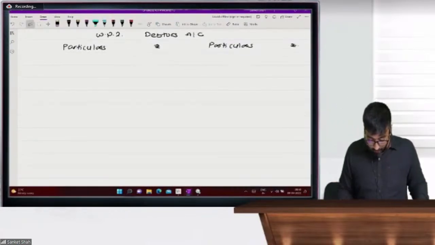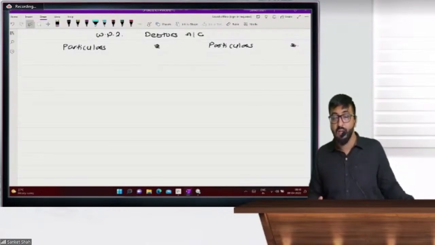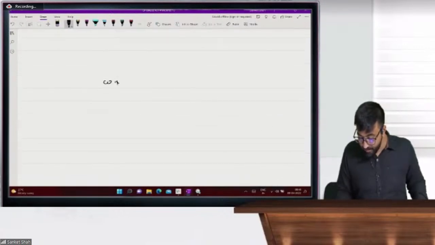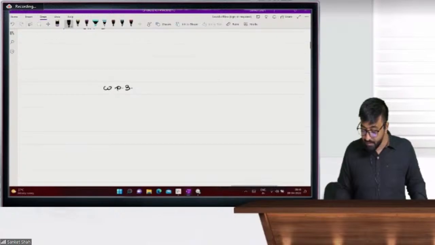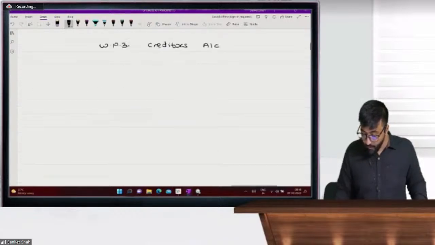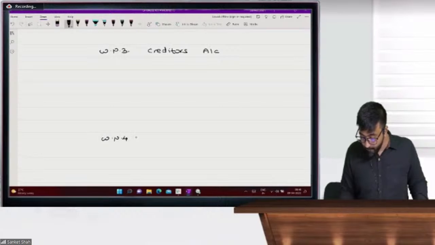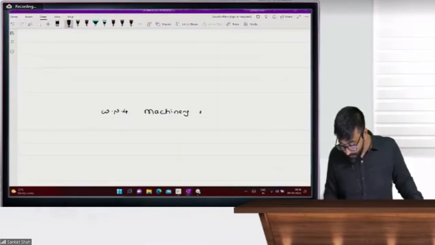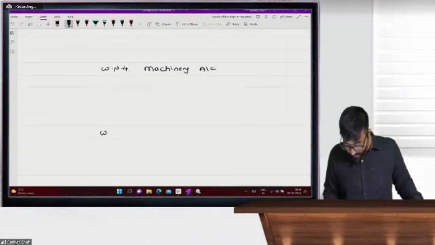Working note 2. Beta, Vitta, Kavyashri, I am telling you for a minimum of 5 times: you have to prepare working notes in the exam. Working note has marks. Working note 3 after 6 lines: creditors account. Working note 4. Yes, beta, which is the account? Machinery account, 5 lines. And working note 5.